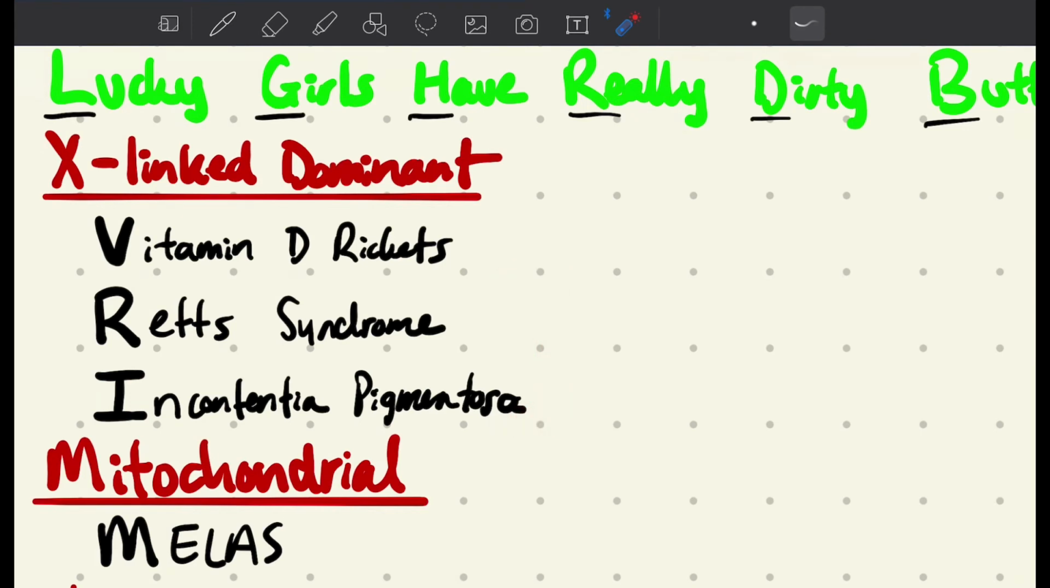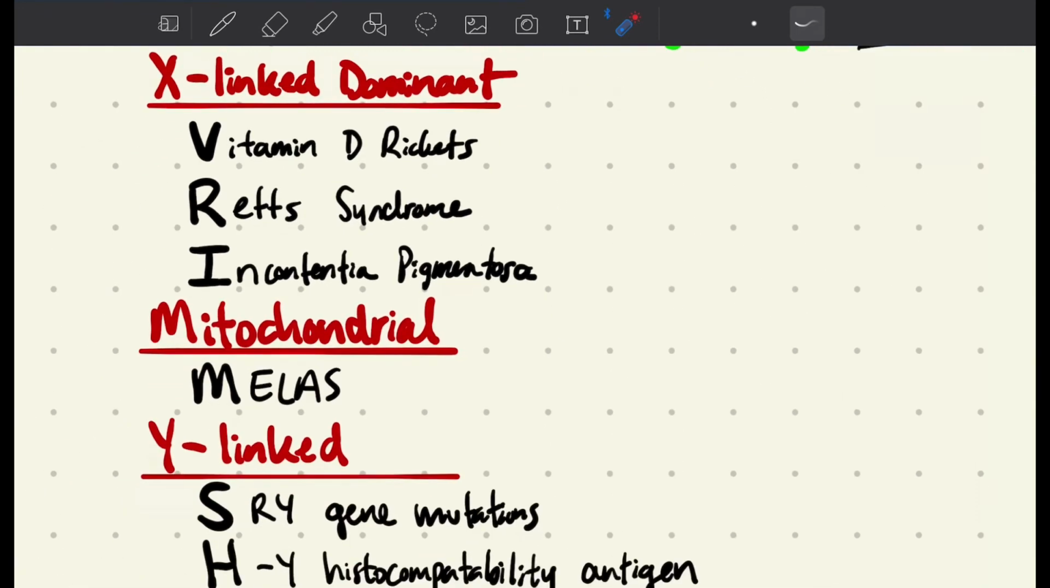So for Rett syndrome, this is going to affect your brain development. So this is a very severe syndrome. It's only occurring in about 1,000 cases a year in the United States. So it affects the brain. It's a very severe syndrome. And you have your incontinentia pigmentosa, where the male is going to die again, like we said, and then it can lead to rashes, hyperpigmentation, things like that, as well as some learning disabilities.